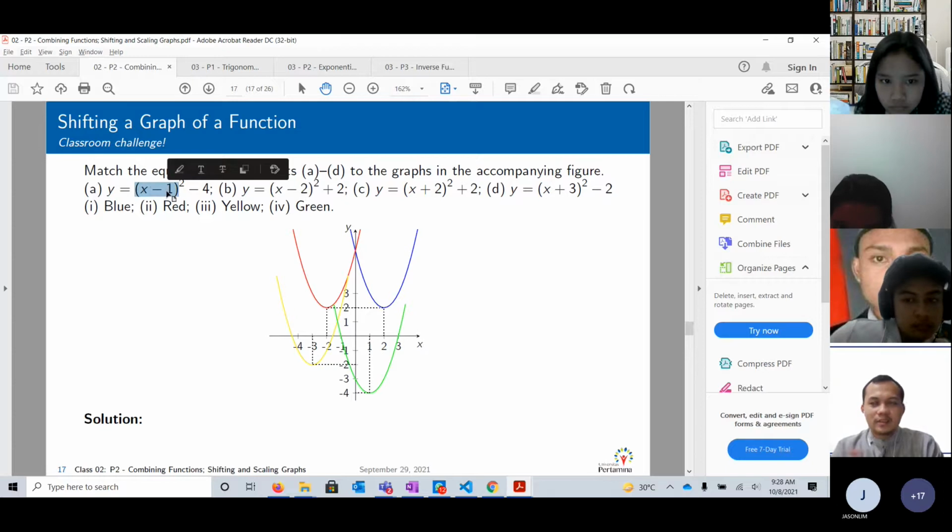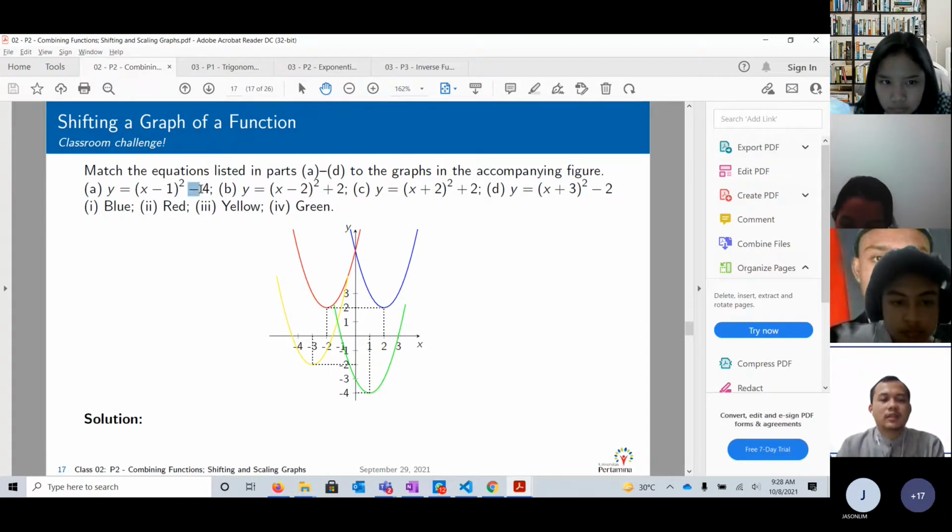To the left or to the right? If we add... to the right, meaning that we try to find the graph that is shifted to the right by 1 unit. Now we add minus 4 to the squared, meaning that we shift the graph up or down or left or right in this case.